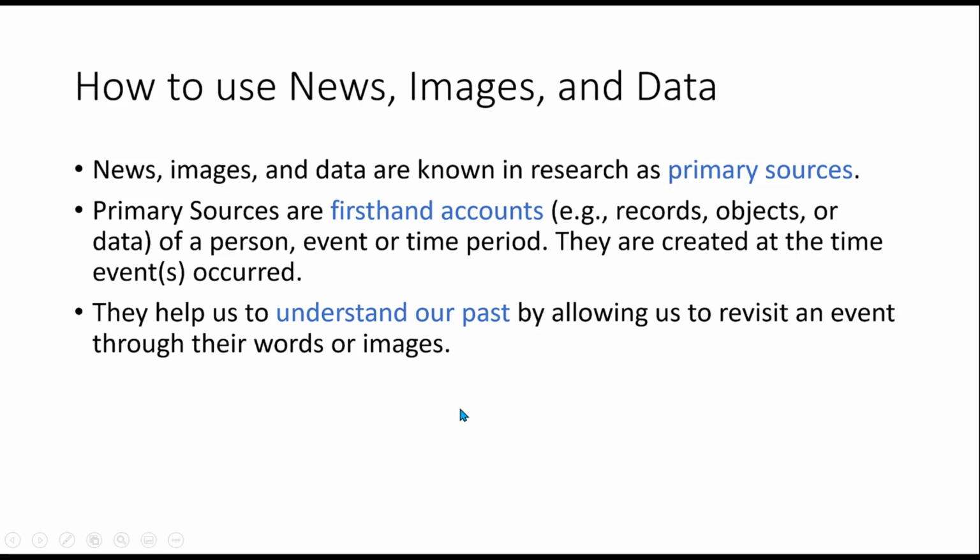So now that we know where to find primary sources, let's discuss how you can use them in your research. Let's start with the definition of a primary source. As we discussed earlier, primary sources are first-hand accounts, that is, records, objects, or data of people, an event, or a series of documents describing a trend, such as Western migration in the United States. What distinguishes a primary source from other sources is that they are created at the time the event occurred.